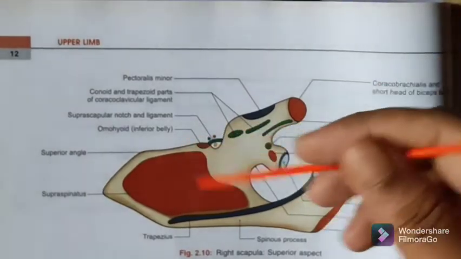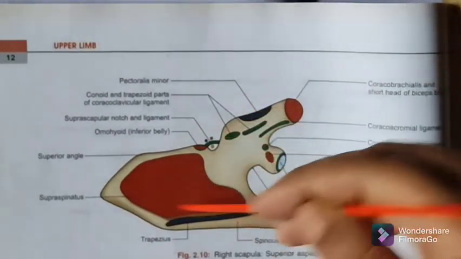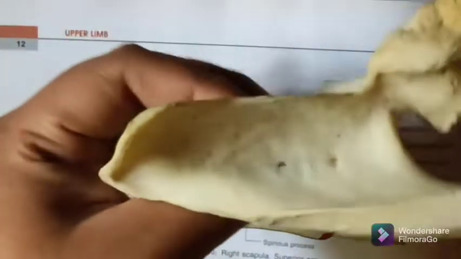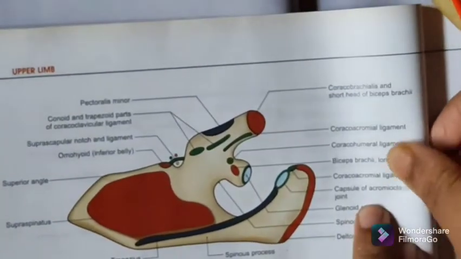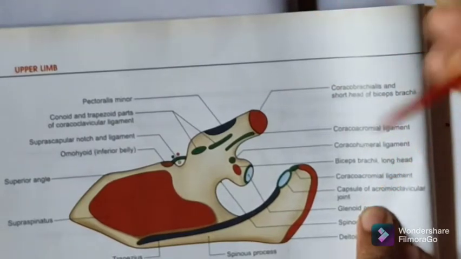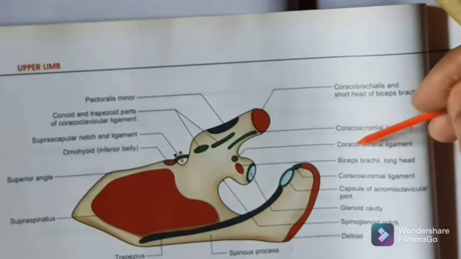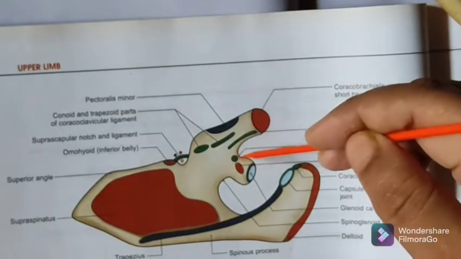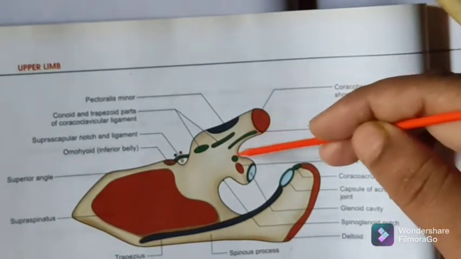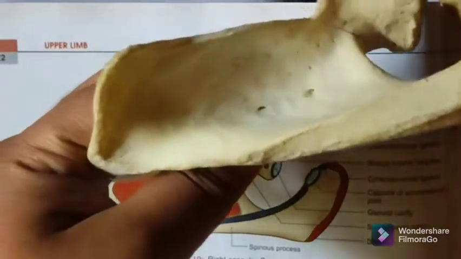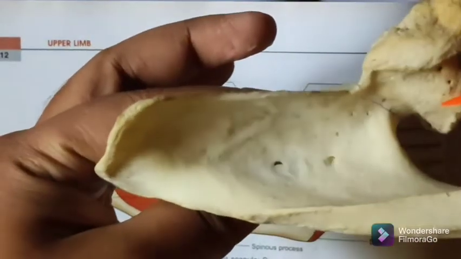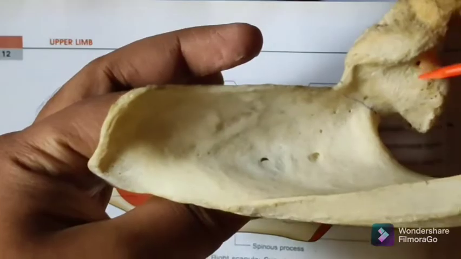Now this part of the video is a bit important. See, this is the superior aspect of the right scapula. Alright. So I would like to highlight some special attachments. See, this is the coracohumeral ligament. So I told you the coracohumeral ligament. This is the point of attachment of it over here. Alright, at this point.